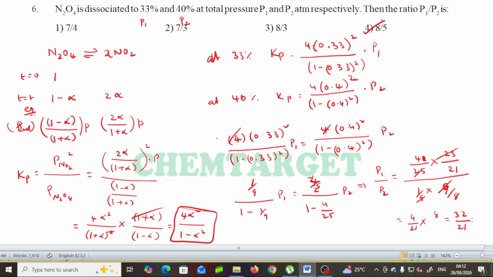Why? Because 32 by 21 is equal to 1.5, and 8 by 5 is about 1.6, which is close to the 1.5. So that's why option 4 is the right option.